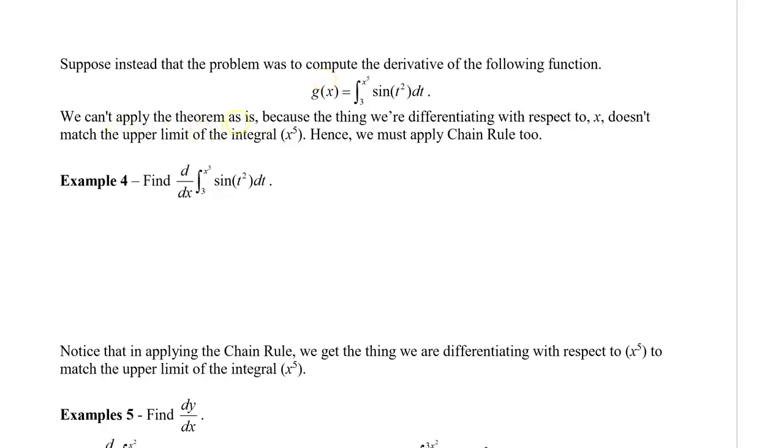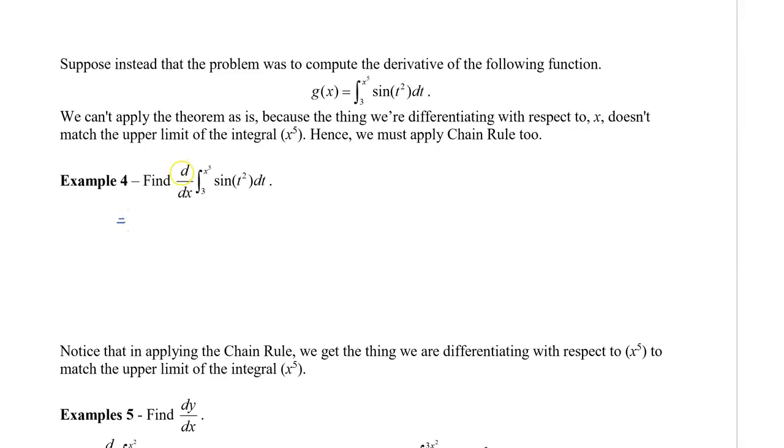Now we can't apply the theorem as it is because the thing that we're differentiating, which is g of x, is with respect to x, and it doesn't match the upper limit of the integral, which is x to the power of 5. So in order to apply the theorem, we must also apply the chain rule. So I'm going to show you how to do that.